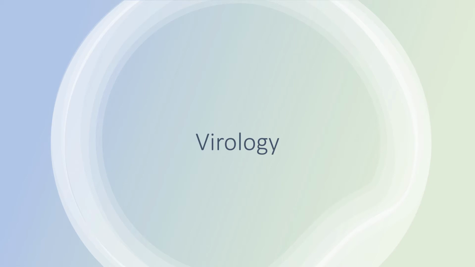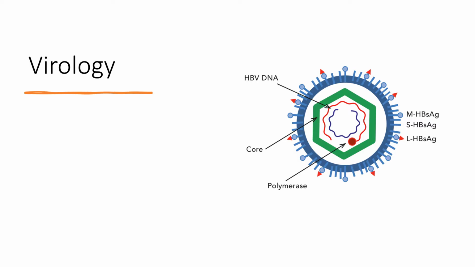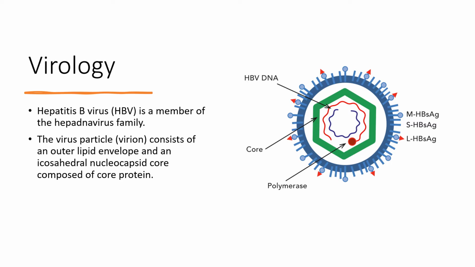Let's begin by reviewing the virology of hepatitis B. The hepatitis B virus is a member of the HepaDNA virus family, so it's a DNA virus. The virus particles consist of an outer lipid envelope, shown in blue, and an icosahedral nucleocapsid core composed of core protein, and that's demonstrated by this green border.